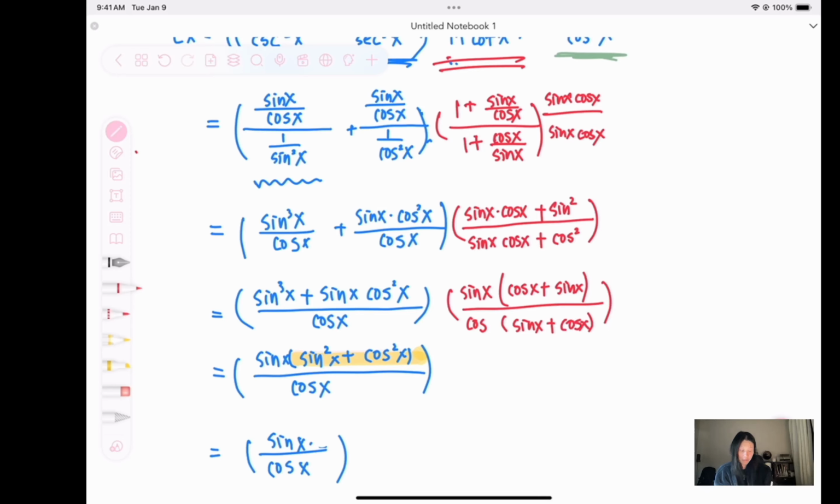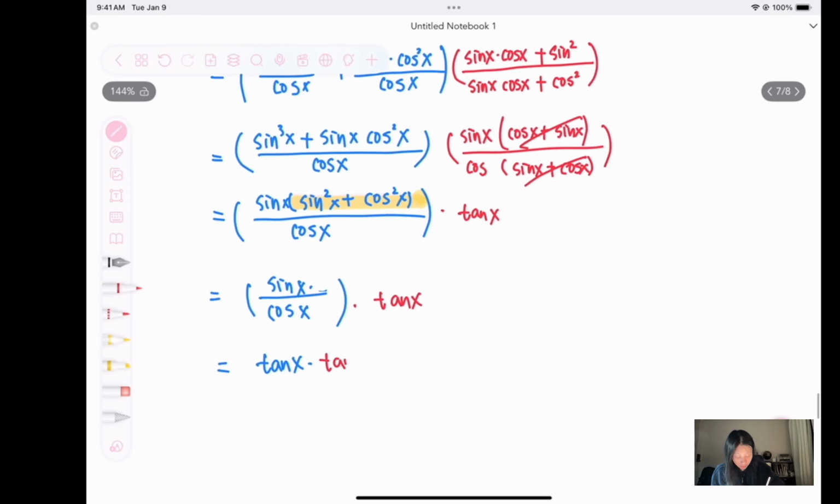Well, this is very nice because these factors can cancel out, because cosine x plus sine x is equal to sine x plus cosine x, because addition is commutative. That means a plus b equals b plus a. So this ends up becoming what? Another tangent x. Well, we would write this, and these two are just 2 tangent x, so they end up becoming tangent square.